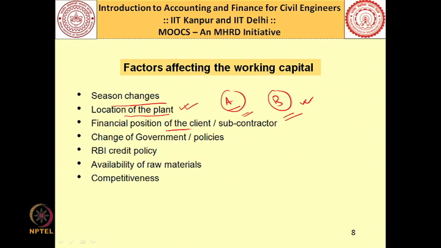Then apart from these, there are these factors also. Financial position of the client and the subcontractor affects the working capital. If there is a change in government policies, again it leads to different working capital. If the RBI changes the policy, that may again lead to different kinds of working capital requirement. How easily or how difficult it is to get your raw materials would again affect the requirement of working capital. And again this competitiveness, how competitive you are, will decide how much working capital you need to have with you.